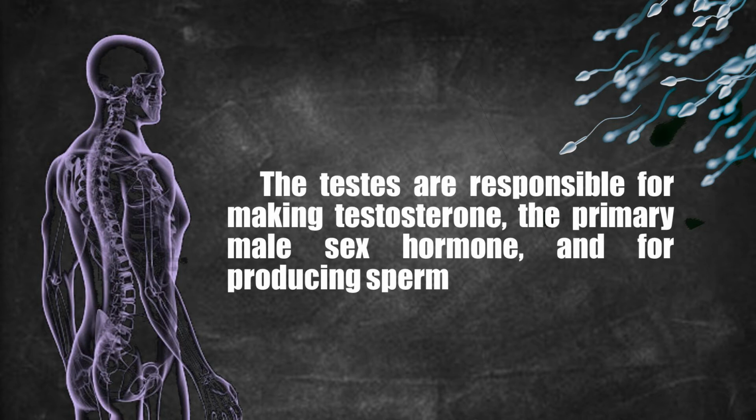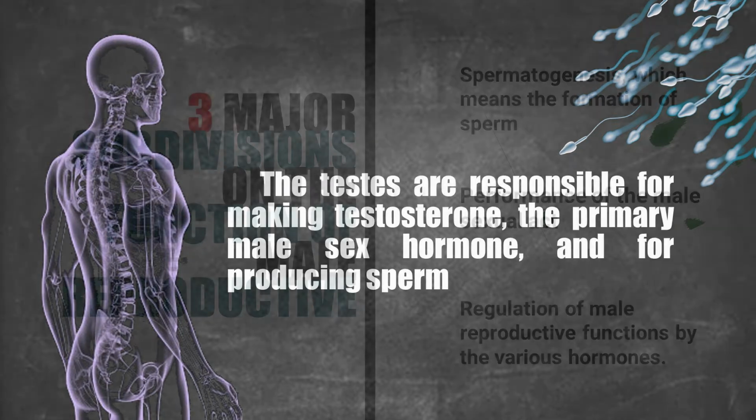So what are the testes? These are responsible for making testosterone, which is the primary male sex hormone, and for producing the sperm. Within the testes are coiled masses of tubes called seminiferous tubules. These tubules are responsible for producing the sperm cells through a process called spermatogenesis.